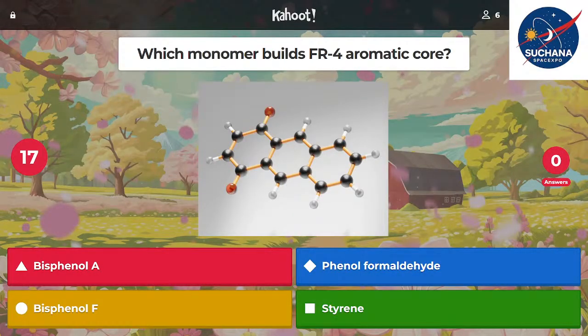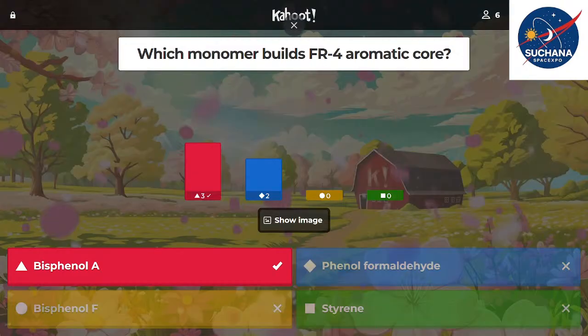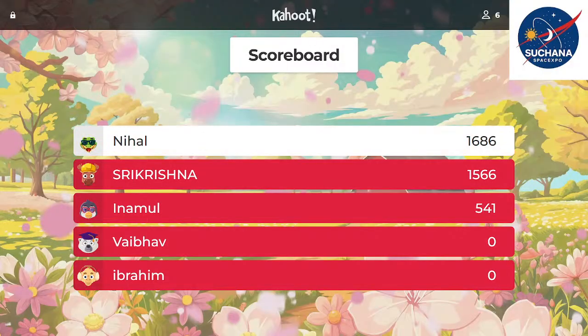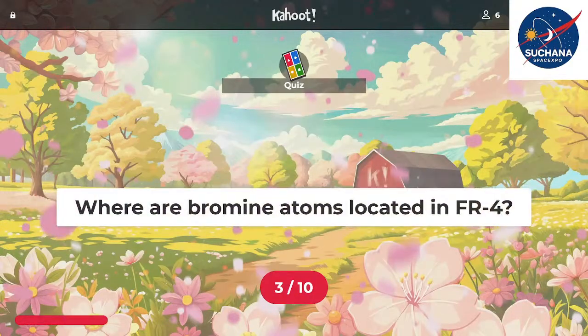Which monomer builds the FR4 aromatic core? A. Bisphenol A, B. Phenol formaldehyde, C. Bisphenol F, and D. Styrene. Nihal is on top, and Dinamal came into third position.